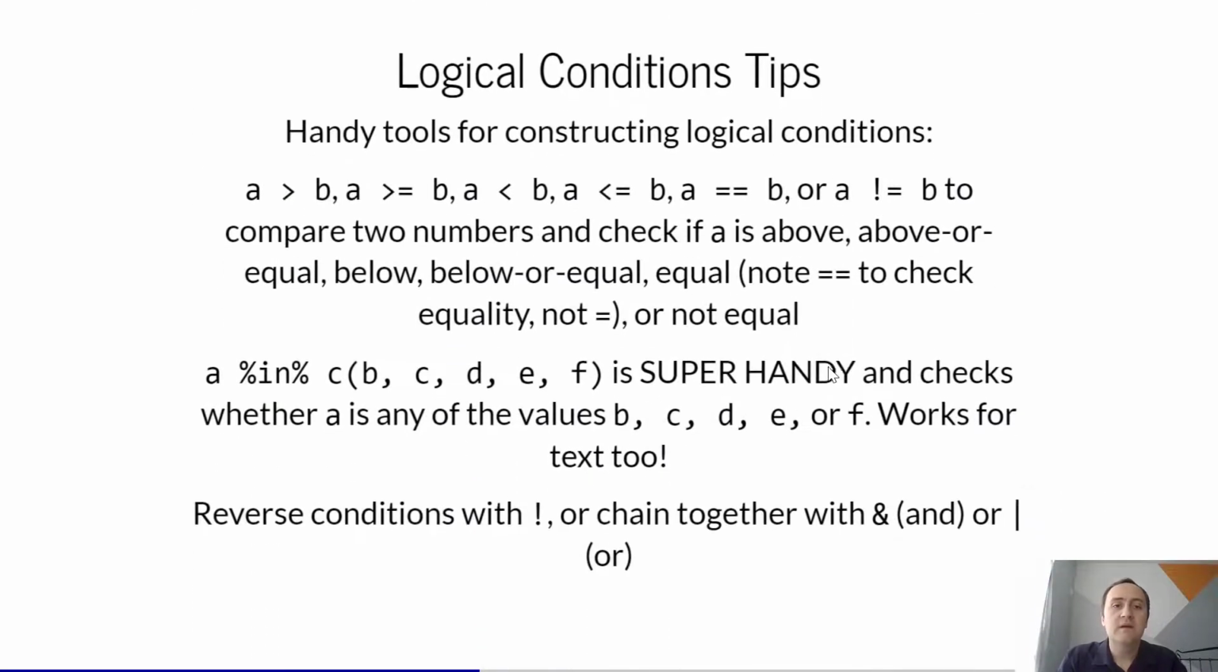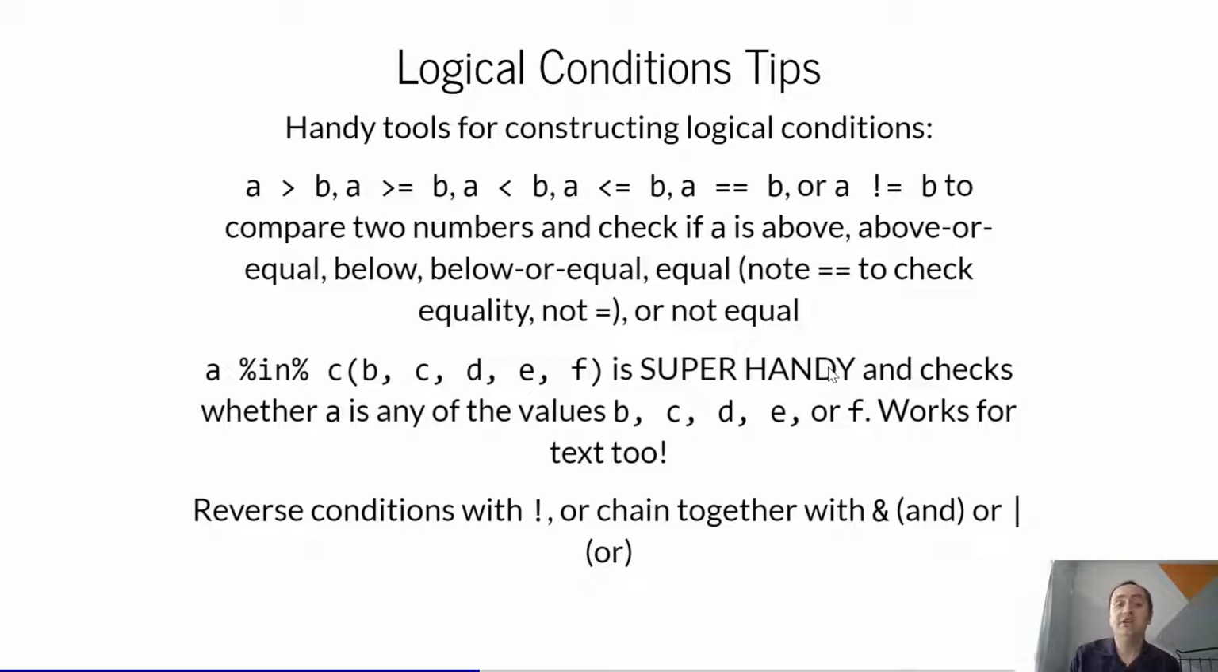Anyway, so some tips for constructing logical conditions. Some of them are pretty obvious. If you ask if A is greater than B, then it will be true if A is greater than B and false otherwise. A is greater than or equal to B, A is less than B, A is less than or equal to B, and A is equal to B. The double equal sign checks if something is equal. A single equal sign assigns something. You can also ask if A is not equal to B with A, exclamation mark, equals B. All of these will compare two numbers and check if A is above or below, et cetera, not equal, equal, all those things.